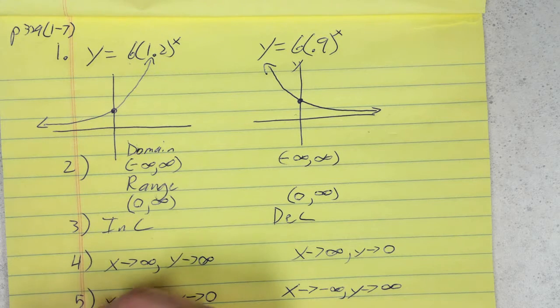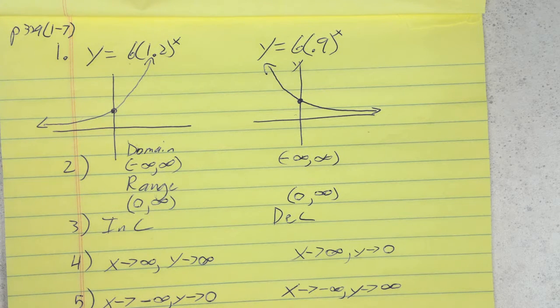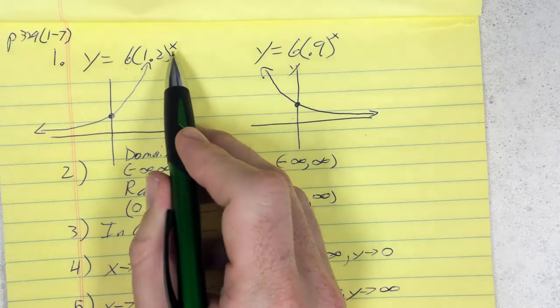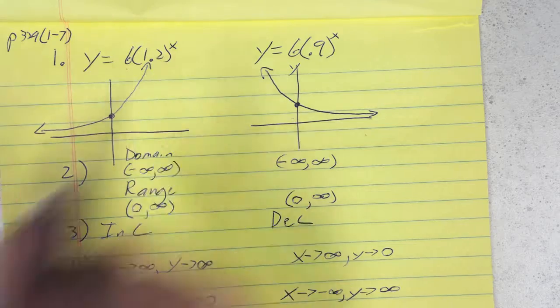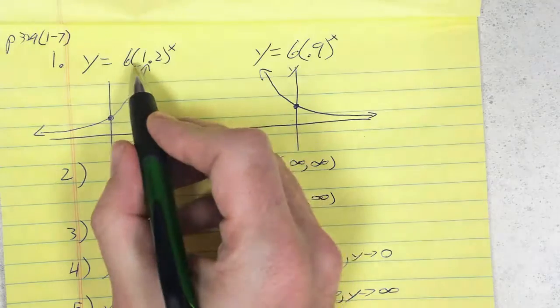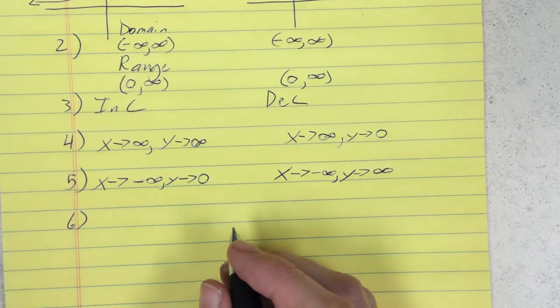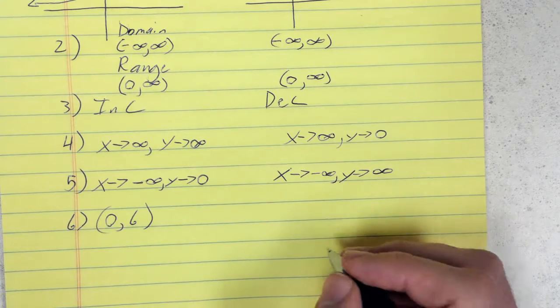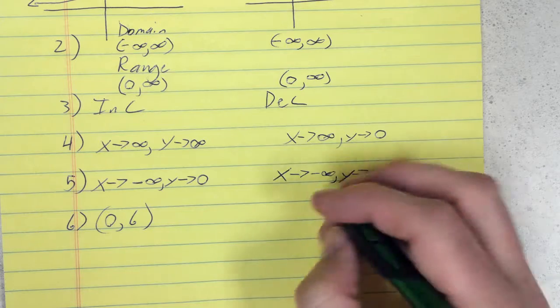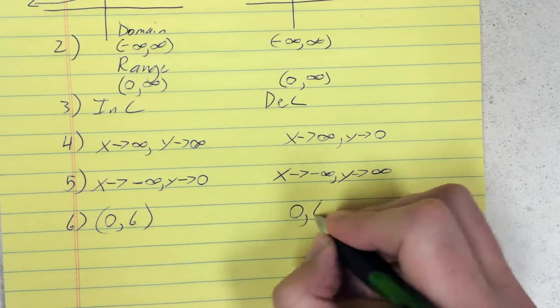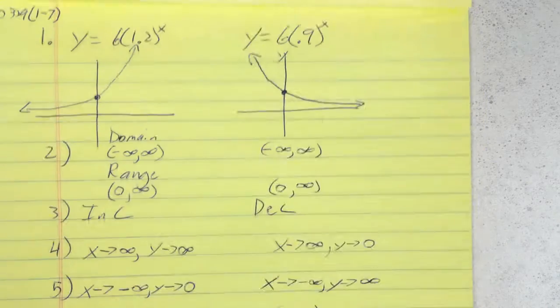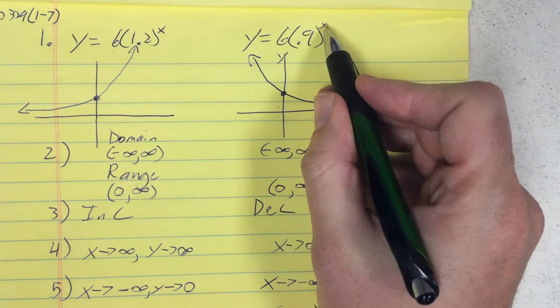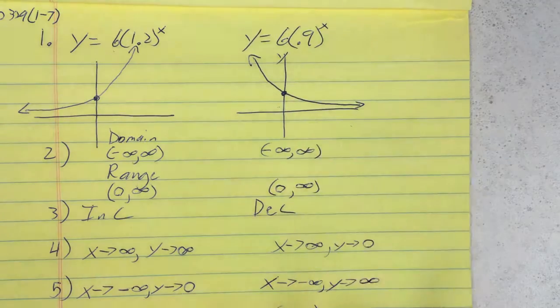All right, number 6. Identify any x or y intercepts of each function. I already did that when I did the graph: when we plug in 0, we get 1, and 1 times 6 is 6, so our y-intercept is (0, 6). And our y-intercept for this one, for the same reason, is (0, 6). We plug in 0, it makes 1, 1 times 6 is 6.